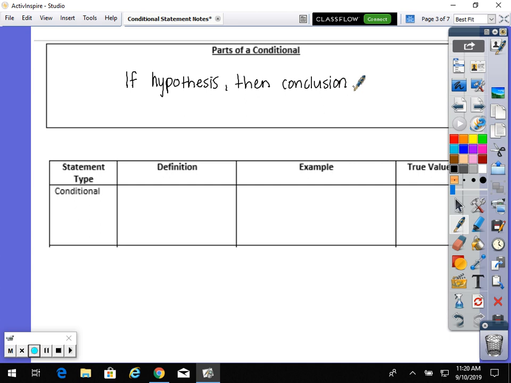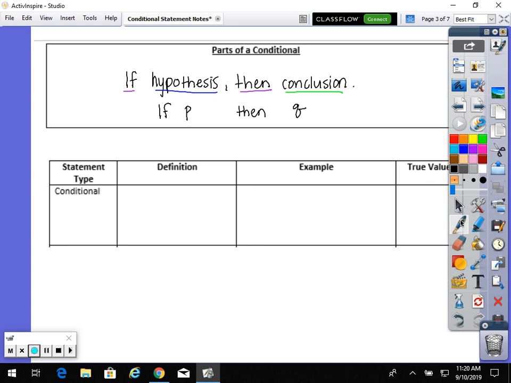So I'm going to use some colors here to code what I'm writing. So I'm going to use purple to note my if and my then. I'm going to use blue for my hypothesis and green for the conclusion. So you can kind of see what's going on there. So if hypothesis, then conclusion. Sometimes we refer to the hypothesis as the letter P and the conclusion as the letter Q. So we could also say if P, then Q, just kind of a shorthand way to say it.